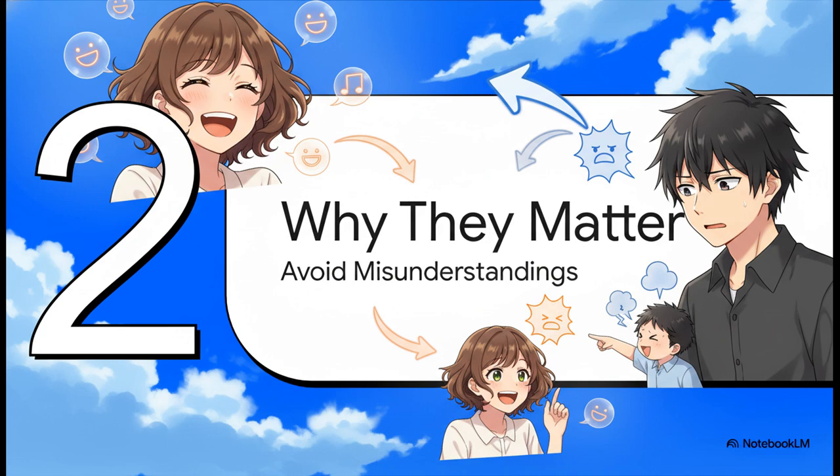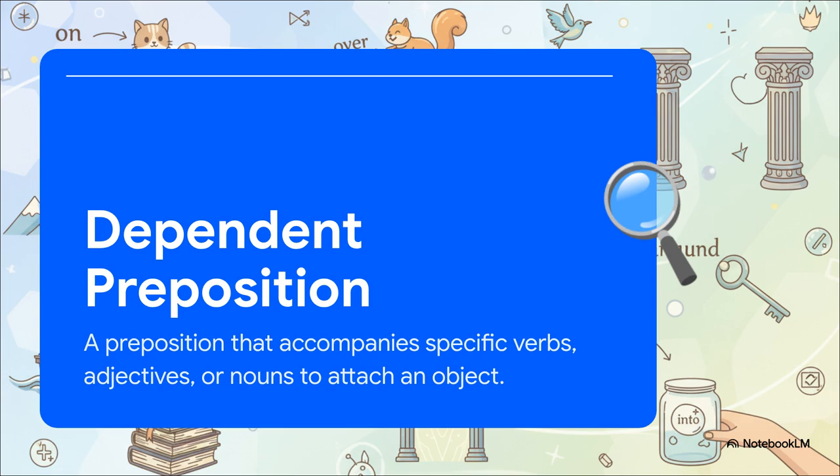Which brings us to Section 2, why dependent prepositions matter. Getting these tiny words right isn't just some vanity metric so you can sound more natural. It is fundamentally about avoiding complete and sometimes really awkward misunderstandings. For example, if you say you laugh at someone, you're mocking them, you're being mean. But if you laugh about a situation, you simply find it funny. One single word changes the entire emotional tone of your sentence, and honestly, it saves you from accidentally insulting your friends.